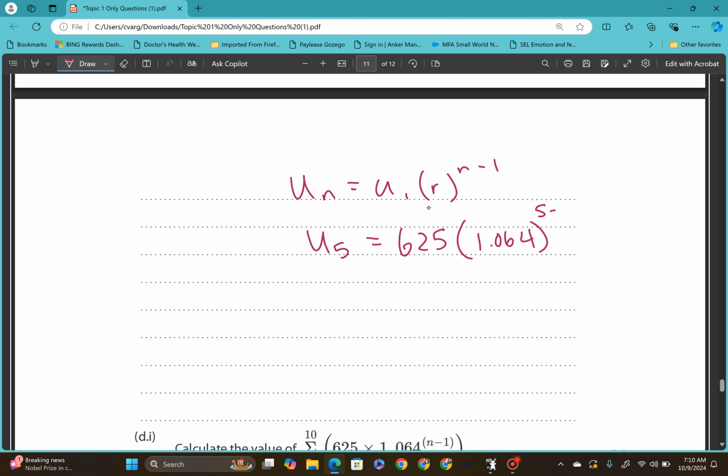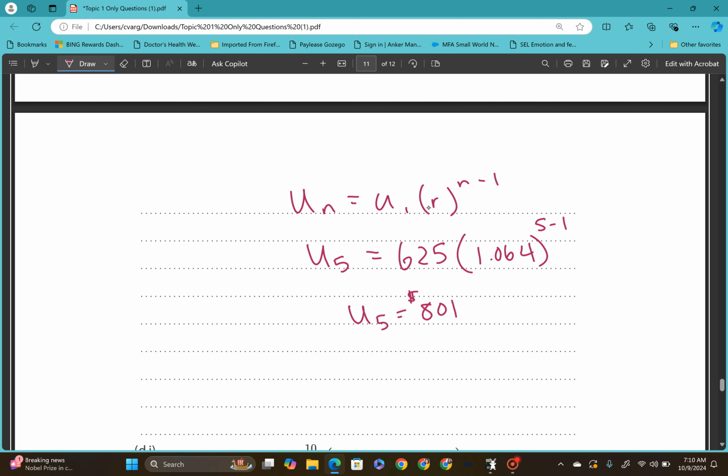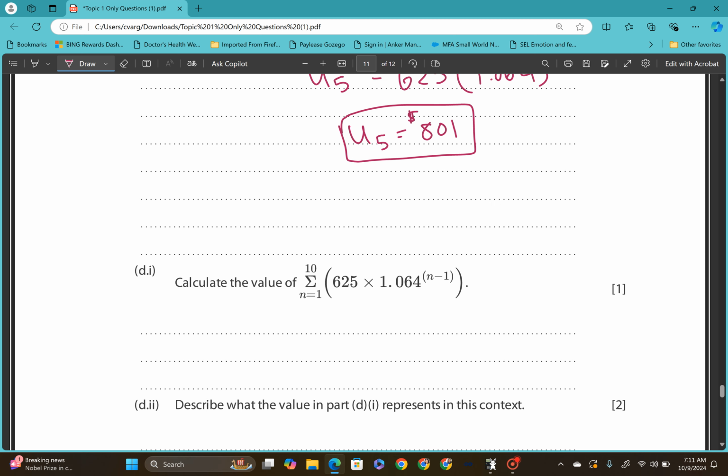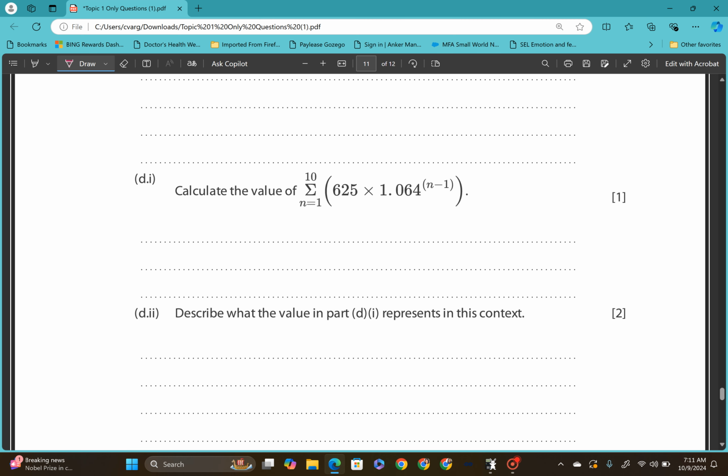And this is something that we can very easily plug into our calculator. So our U5 is equal to $801. And that is how much it is on the fifth day. This question is a straight calculator question.